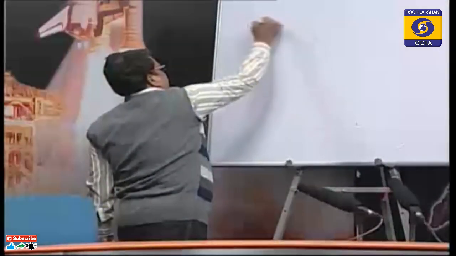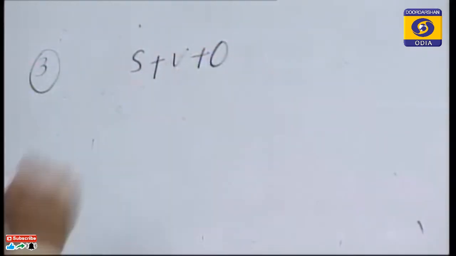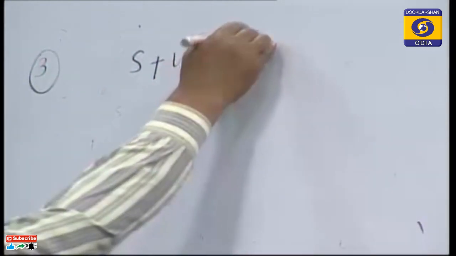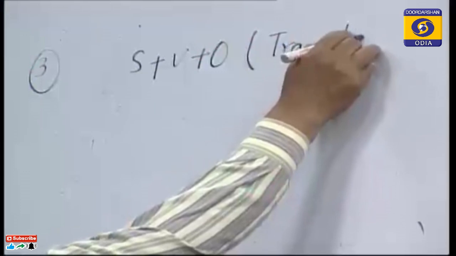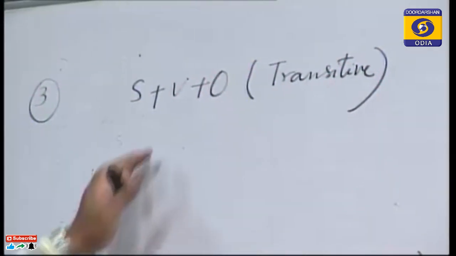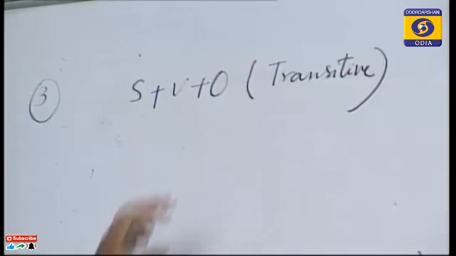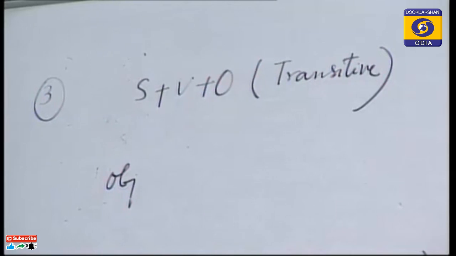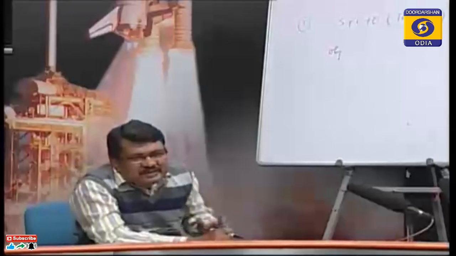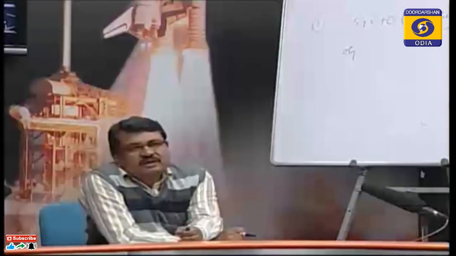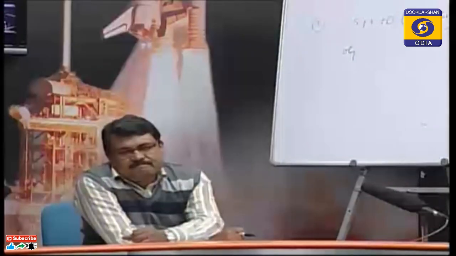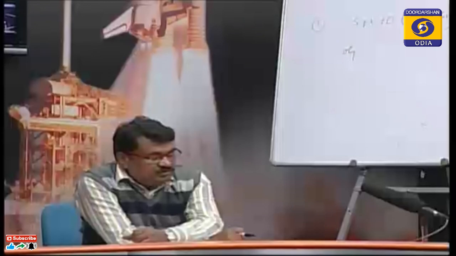In the third structure: subject, verb, object. That means here the verb is transitive. Why is it called a transitive verb? It takes an object. So what is the object? Object is the trickiest thing in grammar. So the question that arises, which an intelligent student can ask, is: sir, what is the difference between complement and object? A question may arise.